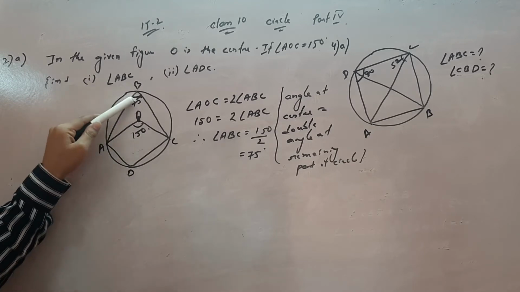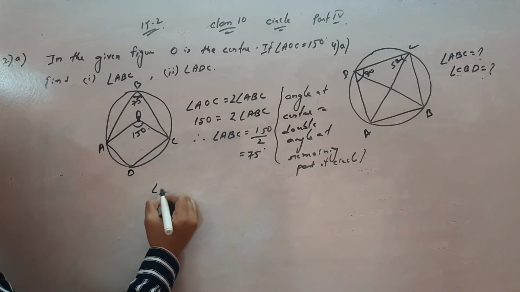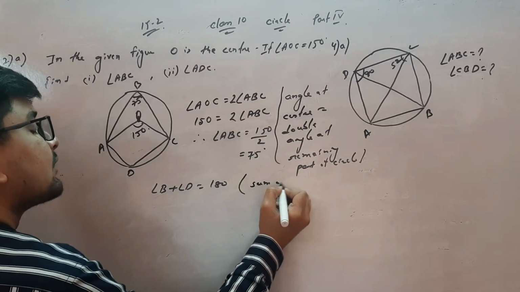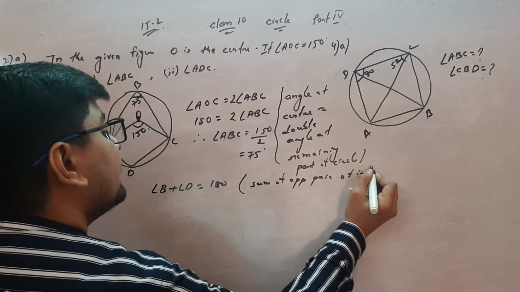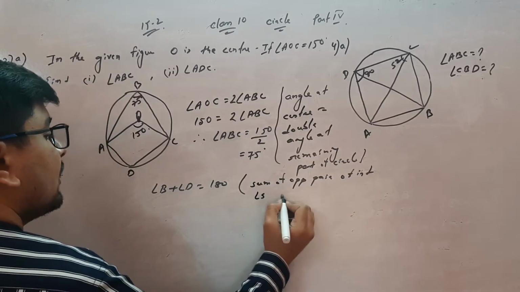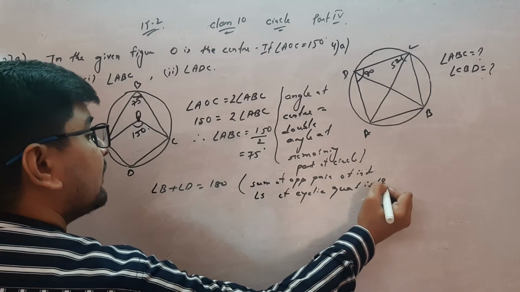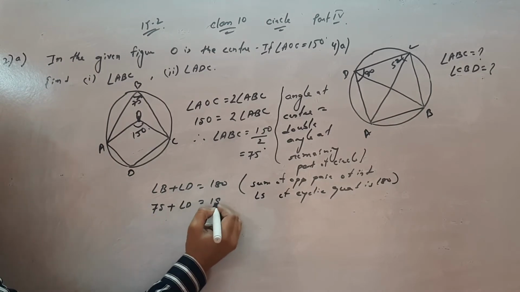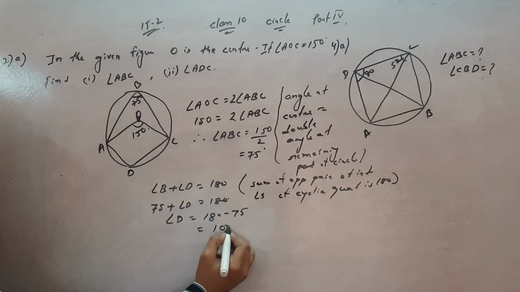So we know that the sum of the opposite pair of a cyclic quadrilateral is supplementary. We learn this in the theorem. So angle B plus angle D equals 180 degrees. Reason: sum of opposite pair of interior angles of a cyclic quadrilateral is 180. So in place of angle B we write 75, plus D equals 180. So angle D equals 180 minus 75, that is 105. Okay, note.